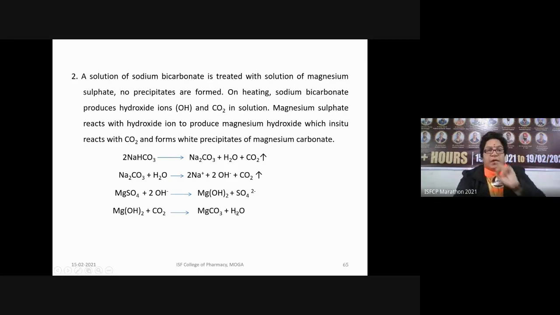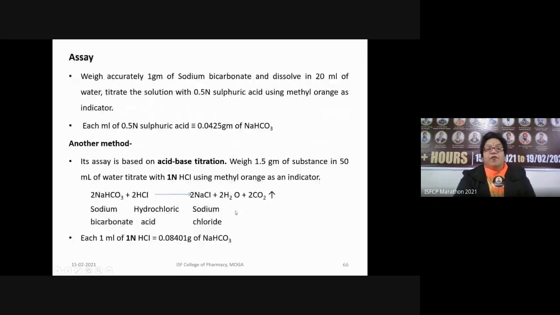Now coming to the assay. Weigh accurately 1 gram of sodium bicarbonate and dissolve in 20 ml of water. It is a titration with 0.5 normal sulfuric acid using methyl orange as indicator. Each ml of 0.5 normal sulfuric acid is equivalent to 0.0425 gram of sodium bicarbonate. Another method for assay is based on acid base titration.